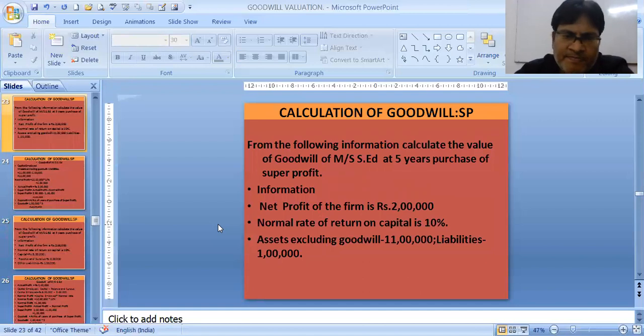One more sum. From the following information, calculate the value of goodwill at 5 years purchase of super profit. This is also the purchase method. Net profit is given as 2 lakhs. Normal rate of return is 10%. Assets excluding goodwill is 11 lakhs and liability is 1 lakh. That means total capital employed is 10 lakhs. Normal rate 10%, so 10% of 10 lakhs is 1 lakh. Net profit of the firm is the actual profit, which is 2 lakhs.